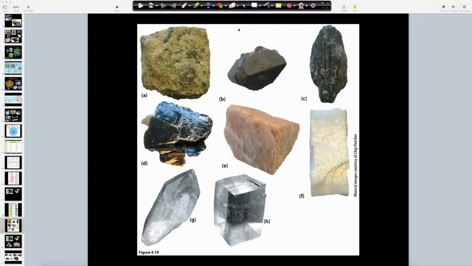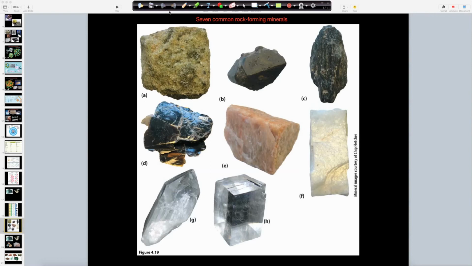And we're going to talk about, at first, the different 7 common rock-forming minerals, and then we're going to talk about the different groups of minerals. So these are the 7 common rock-forming minerals. What that means is these are the ones that are most commonly found in rocks. And the rocks that they're commonly found in are all 3 different types of rocks.